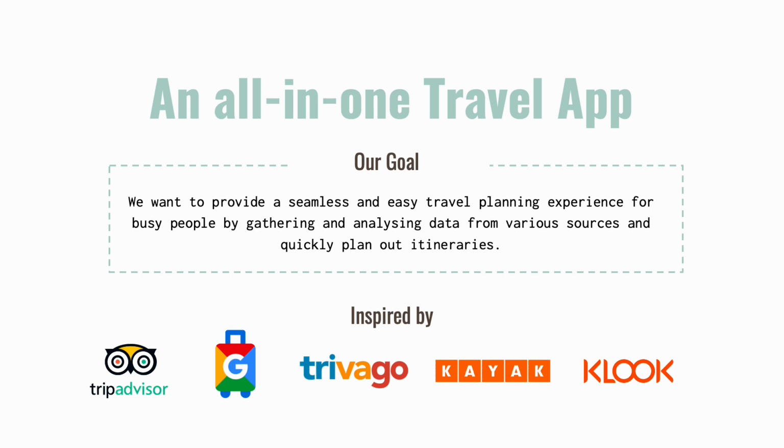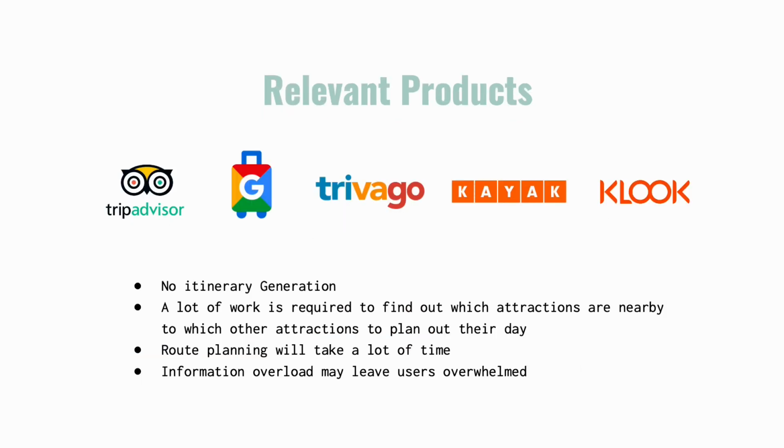Our goal is to provide a seamless and easy travel planning experience for busy people by gathering and analyzing data from various sources and quickly plan out itineraries. We were inspired by TripAdvisor, Google Map, Trivago, Kayak, and Klook. Although these relevant products have access to a lot of data, none of them have an itinerary generator function that users can use to plan their trip easily.